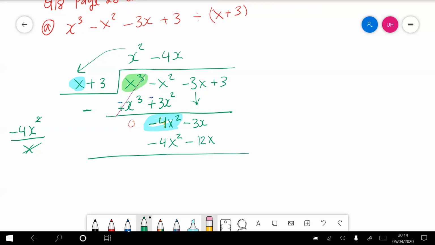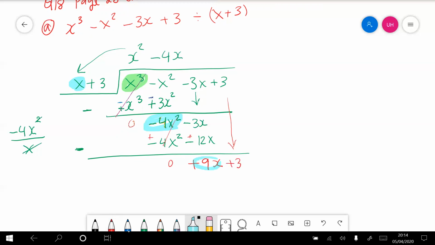Okay, and now we subtract again, and we change these signs just for you to remember. So minus 4x squared plus 4x squared, they will cancel each other, so that's 0. And then we have minus 3x plus 12x, which is plus 9x. And then what's left for us is this term here, which is the 3. So this is going to be plus 3.